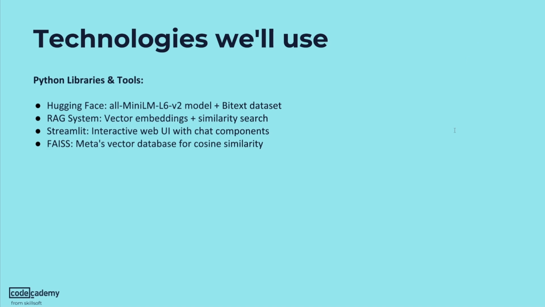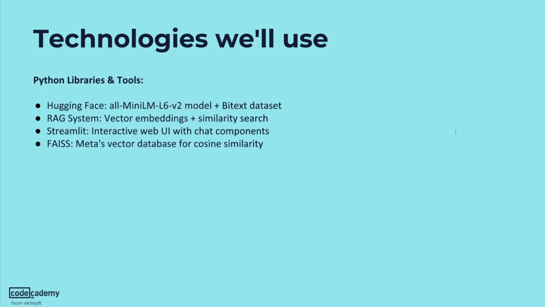Here's what we are working with today. We are using Python as our main language. Then we have Hugging Face. Think of it as a giant library of pre-trained AI models. We are specifically using their all-MiniLM-L6-v2 model and a dataset called the Bitext Customer Support Dataset that has thousands of customer support examples. We are also building something called a RAG system.